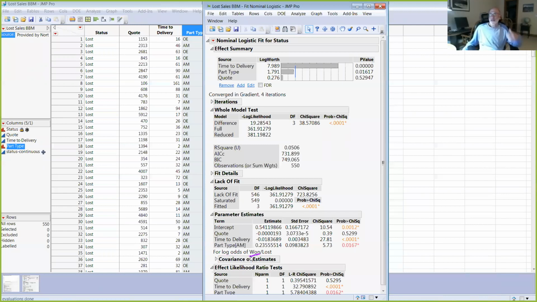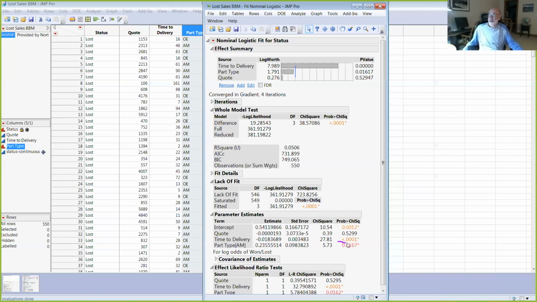Higher prices, less likely to win the bid. That's the direction of change. That's intuitive. How much is the impact? We'll get to that in a minute. Is it statistically significant? Far from it. There's a negative impact of time to delivery on the odds of winning. So if you quote a longer time to delivery, you're less likely to win this bid or this job.